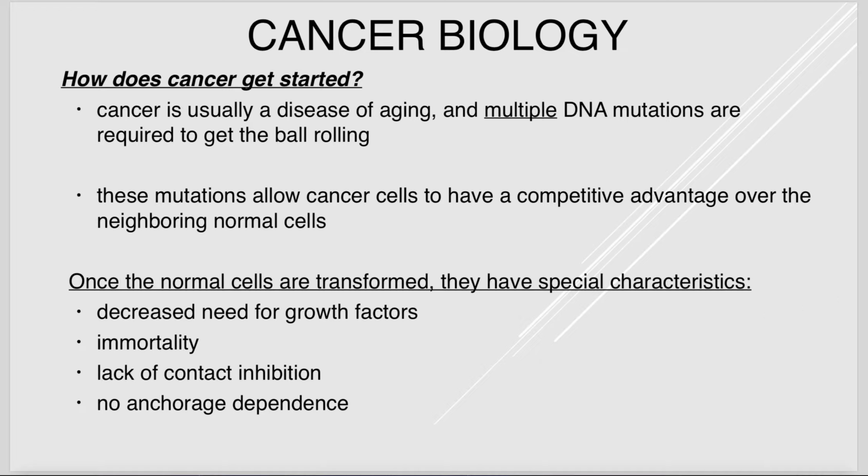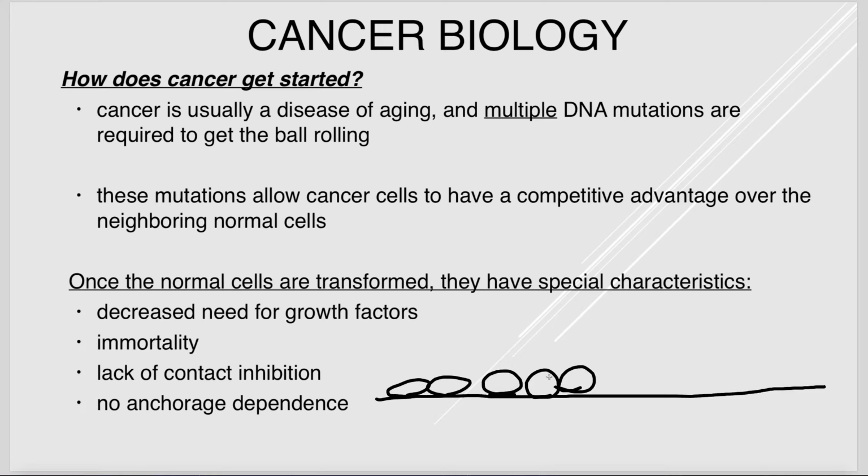which is really dangerous. They also have a lack of contact inhibition. So remember that if this is our basal lamina, and we have cells here, when these cells grow, for example, when these cells grow this way and these cells grow this way, and they touch each other, they stop. That's normal. Cancer cells don't listen to these signals, so they just keep growing on top of each other. And you can see how that would be a problem.